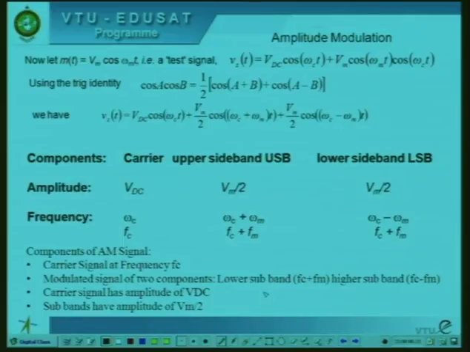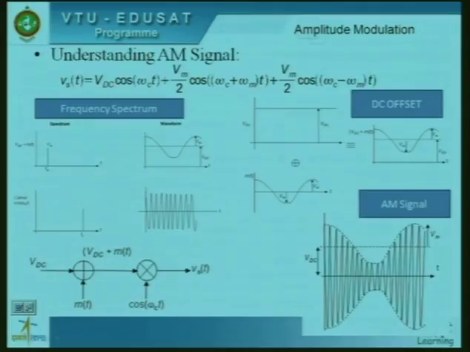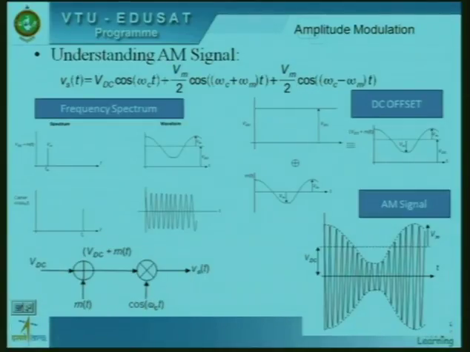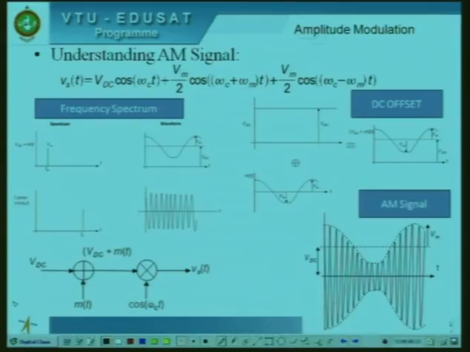Let us go to the next slide. Let us understand the AM signal in detail. The three components that we obtained after modulation are, first, VDC cos of omega ct, which is the carrier signal. The second component is Vm by 2 cos of omega c plus omega m. The third component is Vm by 2 cos of omega c minus omega m.